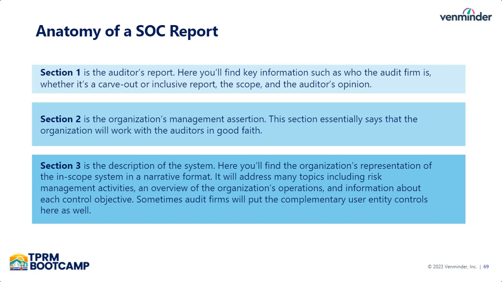Section 2 is going to be the organization's management's assertion. And this section really essentially says that the organization will work with the auditors in good faith. And then Section 3 is the description of the system. This is the narrative of the report. Here you'll find the organization's representation of the in-scope system in a very narrative format. It will address topics like risk management activities, an overview of the organization's operations, and information about each control objective. And then sometimes audit firms will even put the complementary user entity controls here as well. So we'll talk a little bit more about that later too.